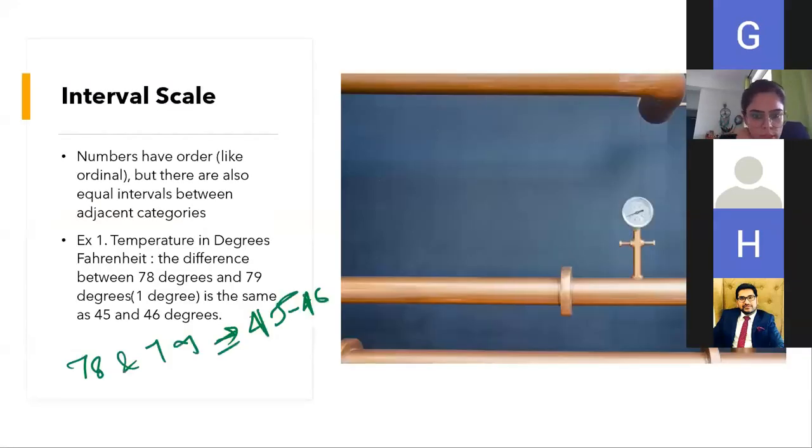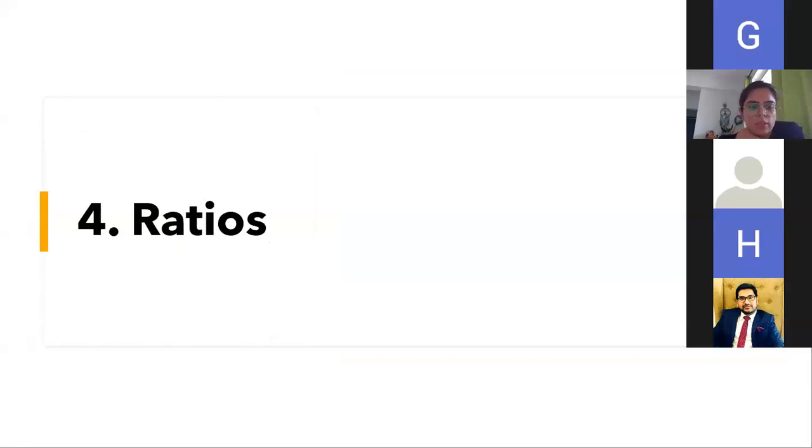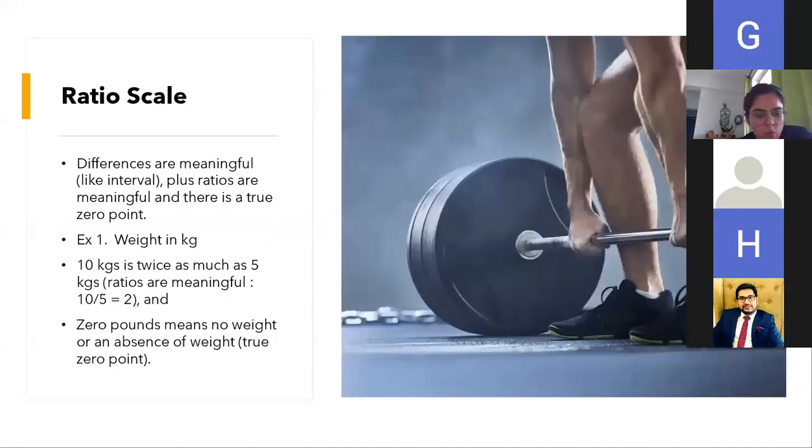Just one second. Yes. So the last one is ratio. We have covered nominal, we have covered ordinal, then interval, and the fourth one is ratio. So what is ratio scale? For example, weight, sales, income, all these are ratio scales.